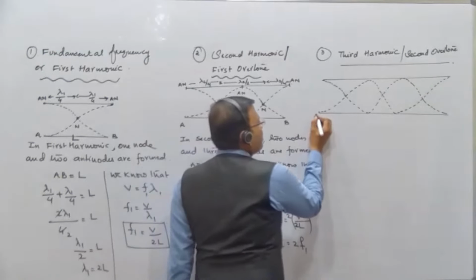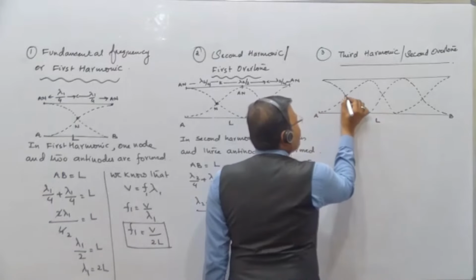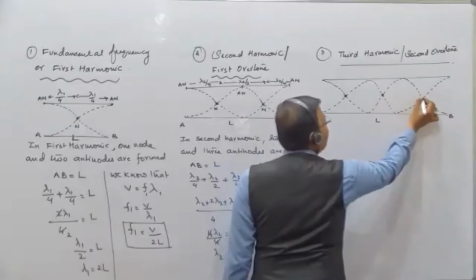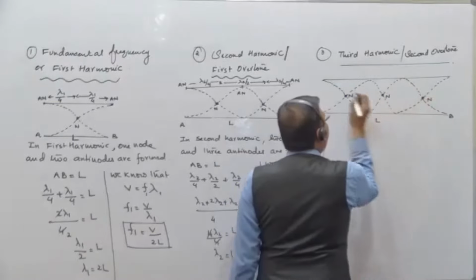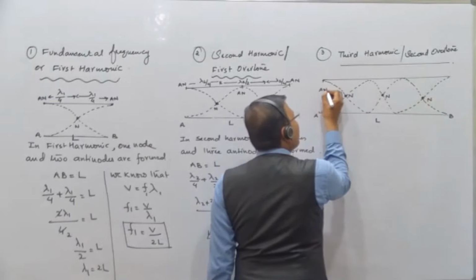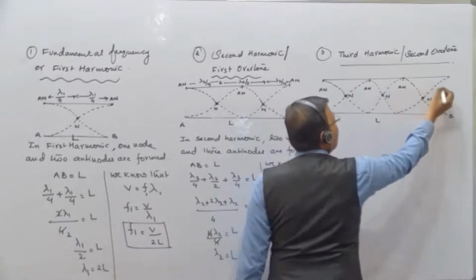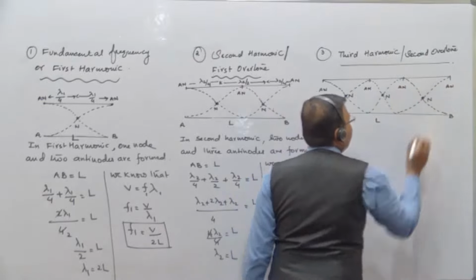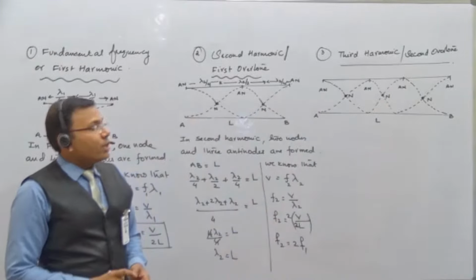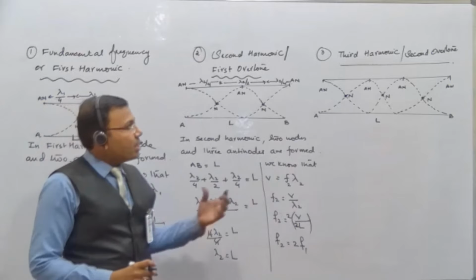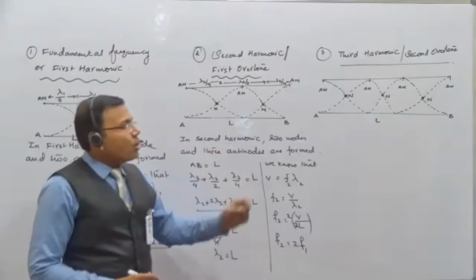Again, I take this as A and this as B, and the length of the pipe is L. How many nodes are we getting here? You can see clearly 3 nodes. And how many antinodes? This is one antinode, this is the second antinode, this is the third one, and of course the last one, the fourth antinode. So under this situation, where we are calculating the frequency of the third harmonic, we are getting 3 nodes and 4 antinodes.